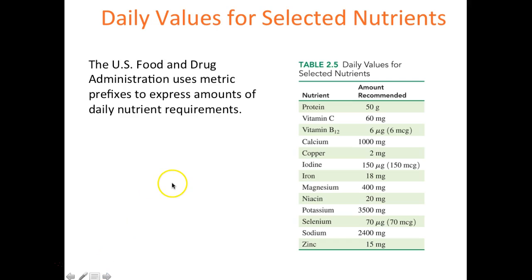These are some daily values for different nutrients. Now the key thing here is that the ones listed in milligrams, as you can see here, are called macronutrients. And the ones listed in micrograms, or MCG, which is another abbreviation, it means microgram, those are the micronutrients. The micronutrients are essential too, but as you can see, in smaller amounts.